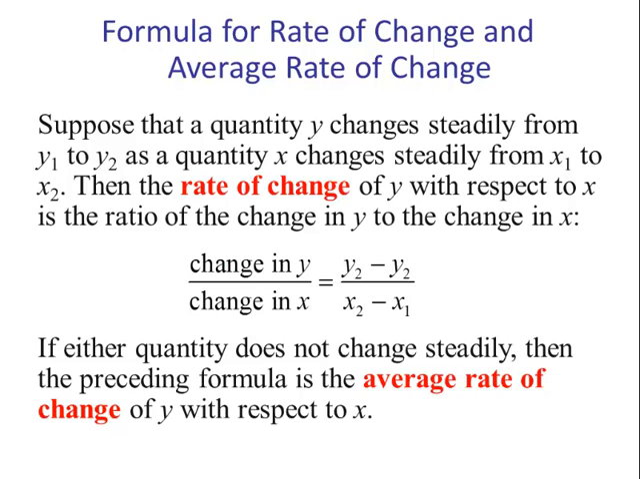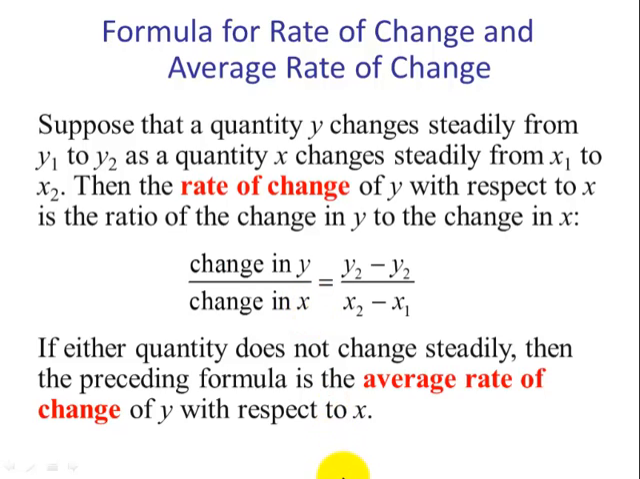Suppose that a quantity y changes steadily from y1 to y2 as the quantity x changes steadily from x1 to x2. Then the rate of change of y with respect to x is the ratio of the change in y to the change in x, given by our slope formula here. Change in y divided by the change in x.